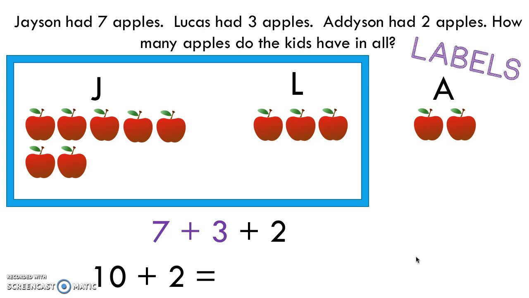I can count on starting at 10. 10, 11, 12. That means altogether the kids have 12 apples. Awesome. Wow, labeling and being organized is really helping me out today in math.